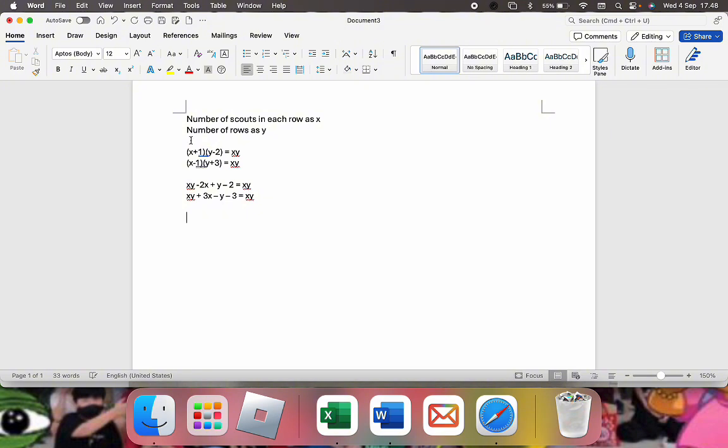So now that we have it like this, we can easily cross it out. So this is xy, we can just cross it out just like this. Kaboom. There, let me just, there we go. So now we have these equations, right?